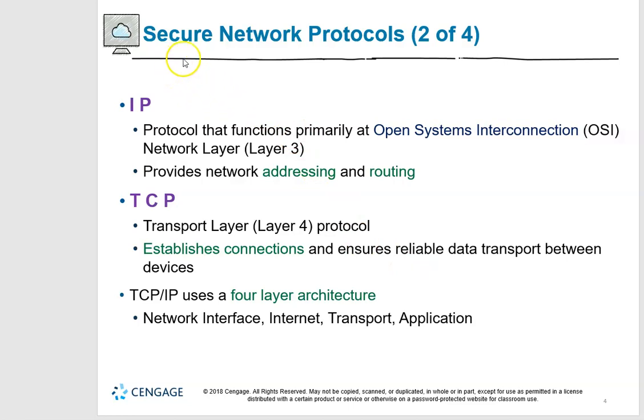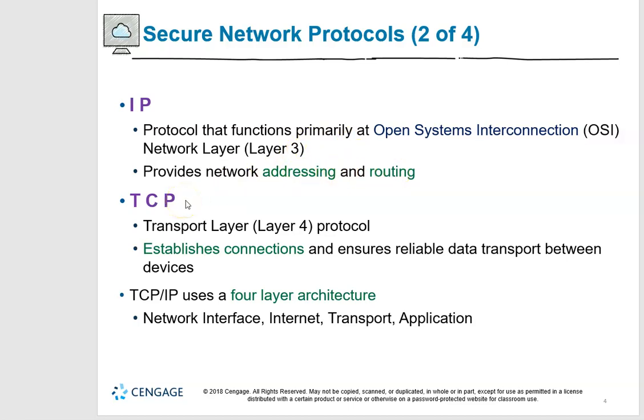So we'll take a quick look at each one of those and discuss a few things about them. IP, again, is that internet protocol, and this is operating at layer 3. This is where routers live. This functions primarily at that layer, and it provides the essential networking, addressing, and routing capabilities. Again, this is where routers live.